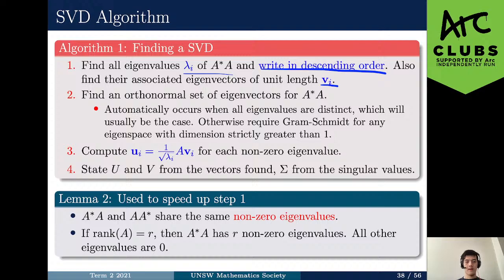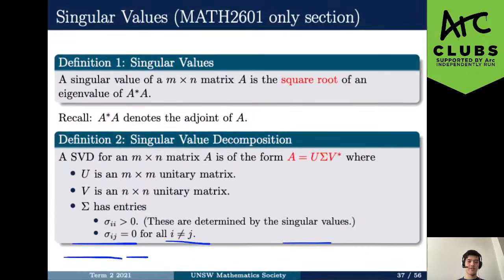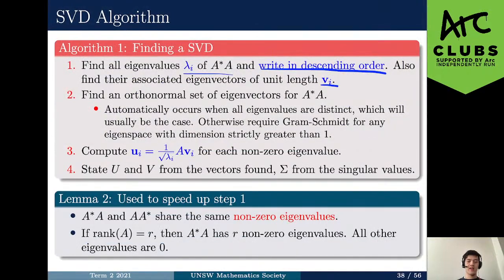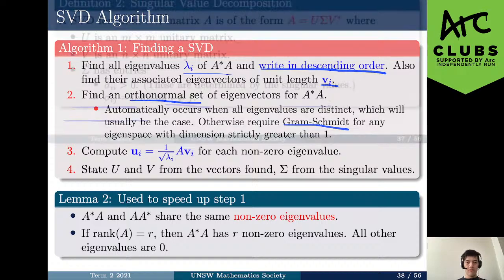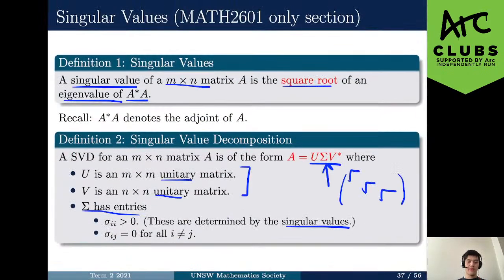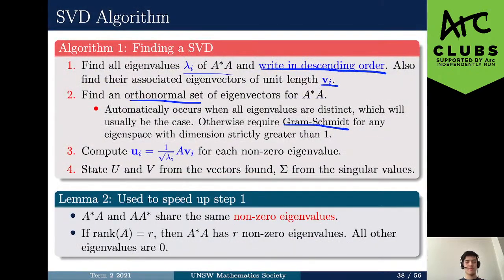v_i. And because we want a unitary matrix, we want these to be an orthonormal set. You hope they're orthonormal. If they're not, then you need to use the Gram-Schmidt process to make it so that we do have an orthonormal basis. That will make up the matrix V over here. V is the matrix of eigenvectors corresponding to each of those eigenvalues, so it's the eigenvectors of A star A. Now, A star A itself is always a square matrix, so all of this makes sense.